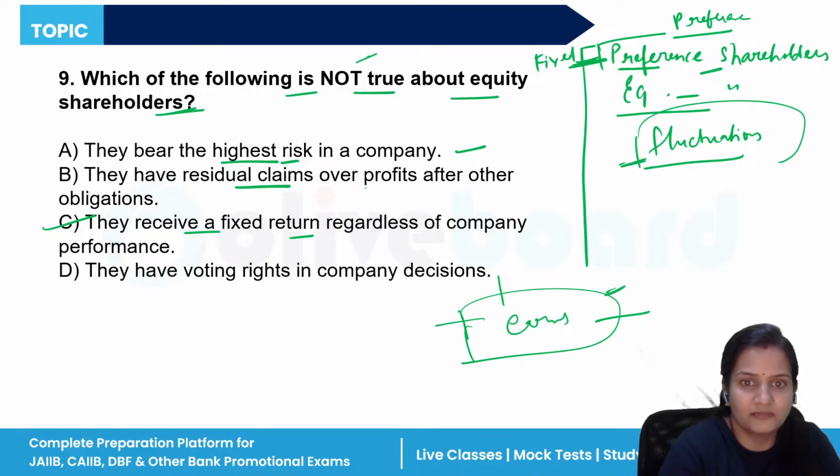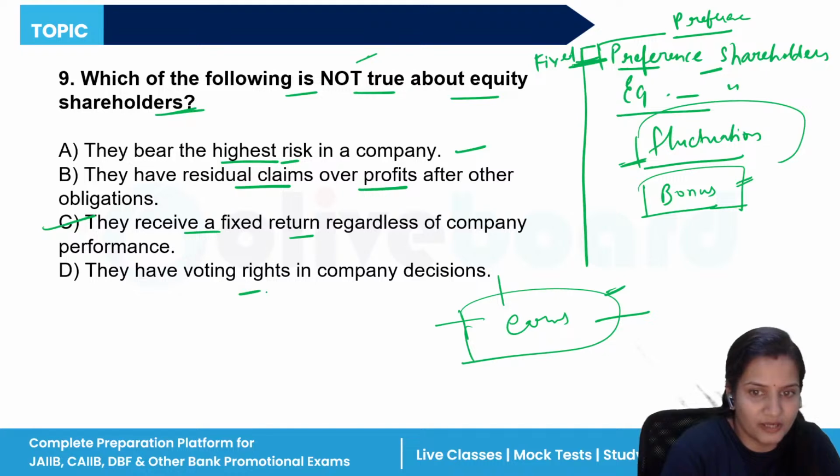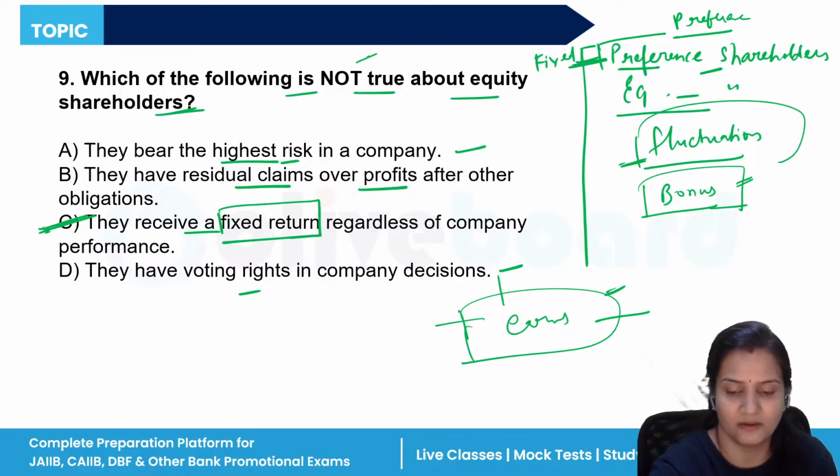They have residual claims over profit. Yes, if any extra bonus or residual money has been left in the company, that profit will also be divided among equity shareholders. They have voting rights. Yes, this is also correct. So which is not correct? Option C. That is a fixed return. Clear?